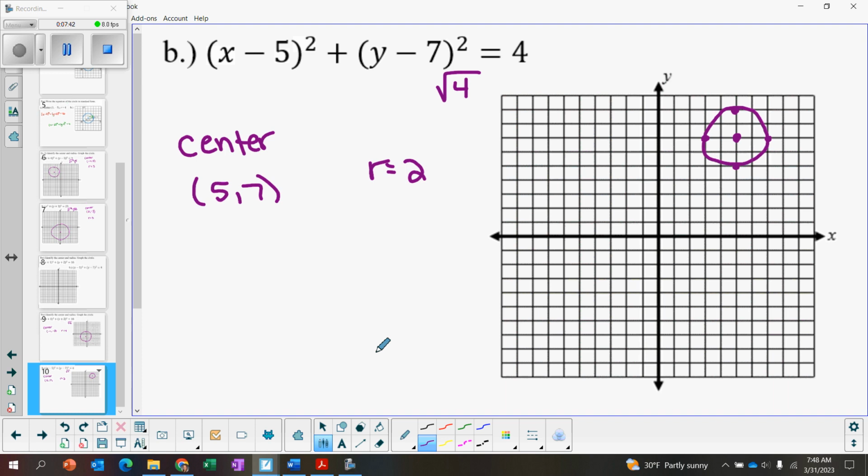And that is everything we will learn about the equation of a circle.